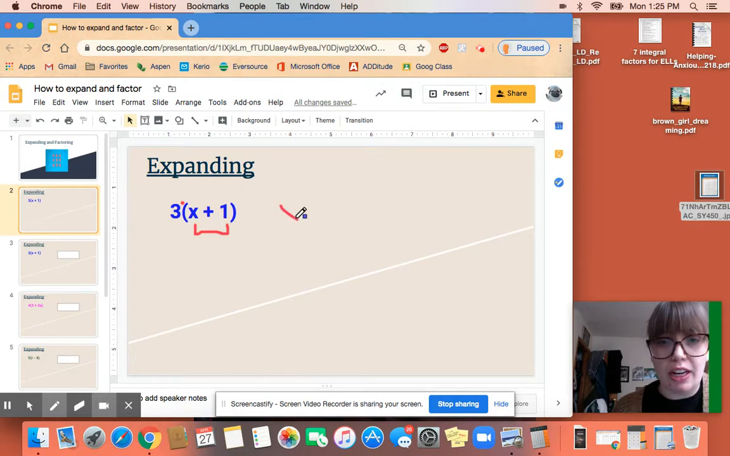So let's write that out. Let's just take a look at that real quick before I show you the shortcut that we learned this year. So I have x plus 1 plus x plus 1, excuse my terrible handwriting, plus x plus 1. I just have 3 of those happening.